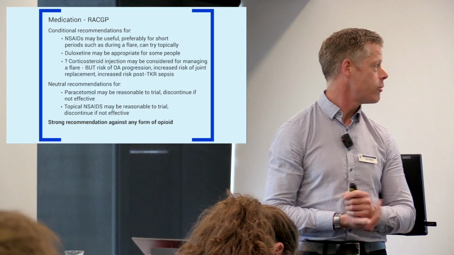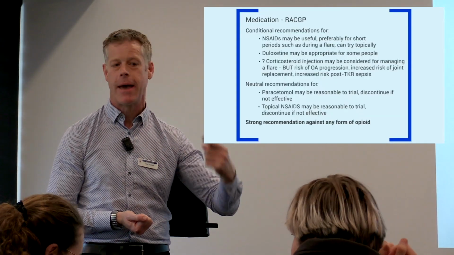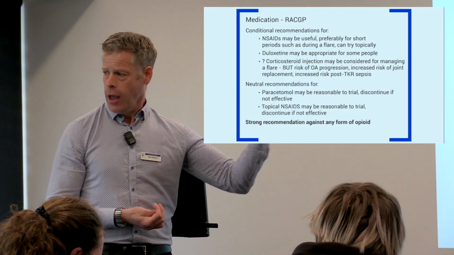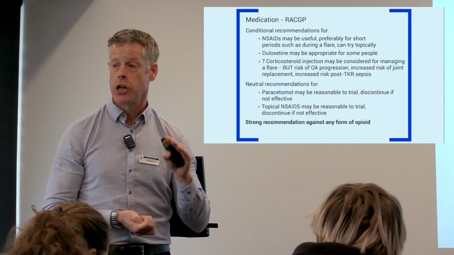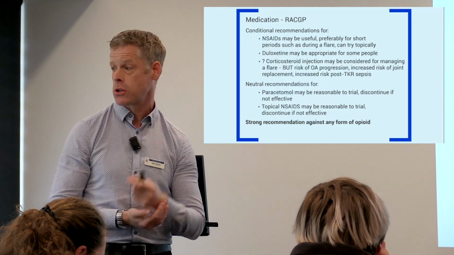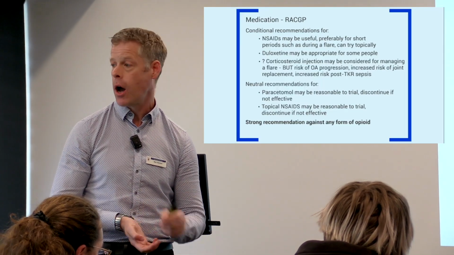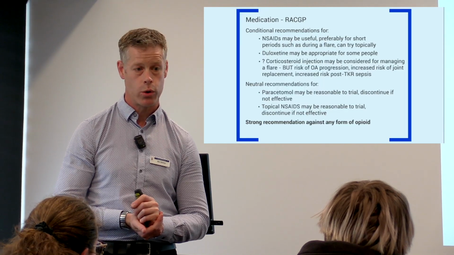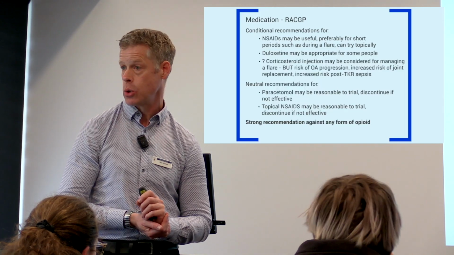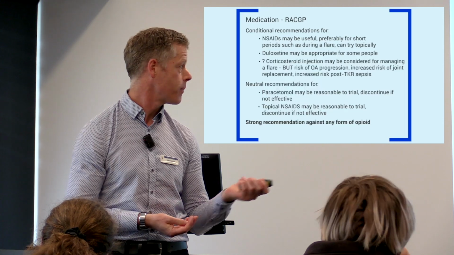So they put corticosteroid injection may be considered for managing a flare, but more and more evidence has come out since that about the risk of a corticosteroid joint injection increasing the risk that you will need a joint replacement or further joint degradation, because cortisone is not good for collagen, and certainly with my OA knee I wouldn't let someone put cortisone inside there. And also, if you're thinking the person might get a joint replacement soon, you wouldn't want to give them cortisone because their risk of having an infection will go up.